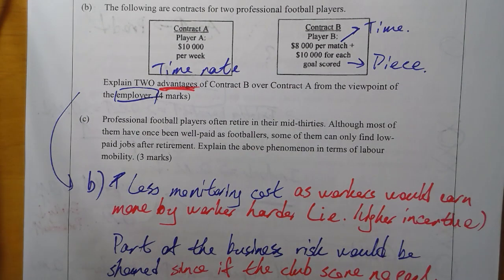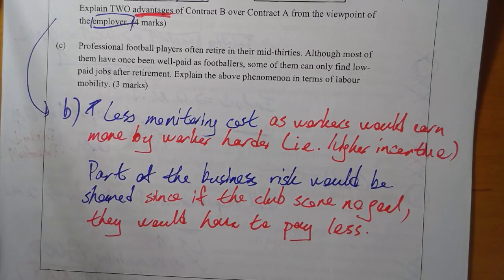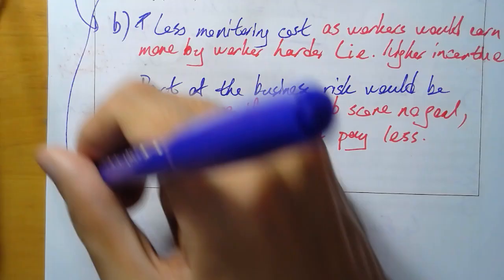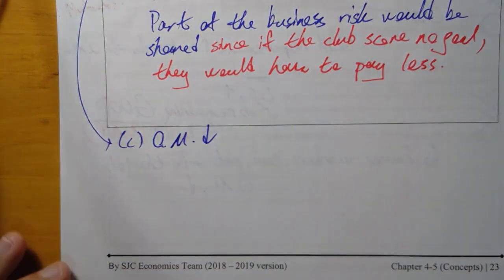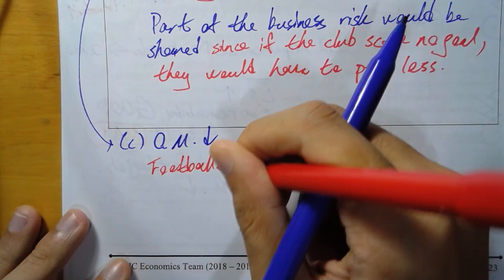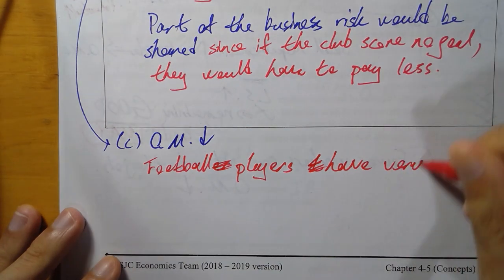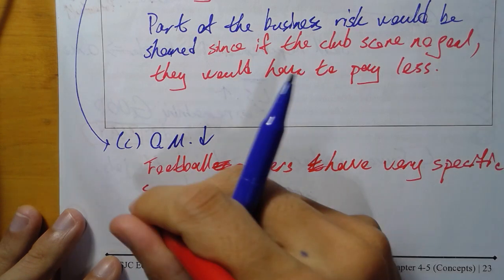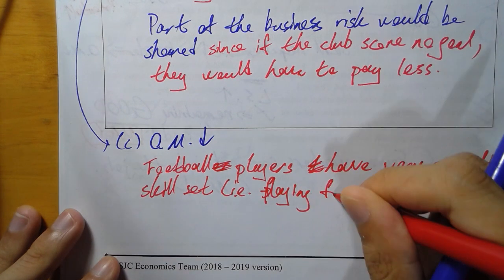Professional football players often retire in their mid-30s. Although most of them have once been well paid as footballers, some of them can only find low-paid jobs after retirement. Explain the above phenomenon in terms of labour mobility. What is it actually asking? It says some football players cannot find jobs afterwards. Why? Now to explain this one, we say it is because their occupational mobility is low. Why? Because football players have very specific skill sets, which is playing football, right?